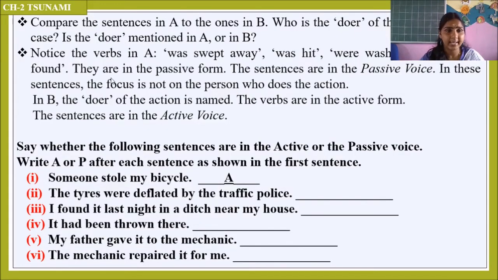Okay. Next. Notice the verbs in A. Was swept away, was hit, were washed away, were found. They are in the passive form. The sentences are in the passive voice. In these sentences, the focus is not on the person who does the action. So, we are talking about the passive voice, children.